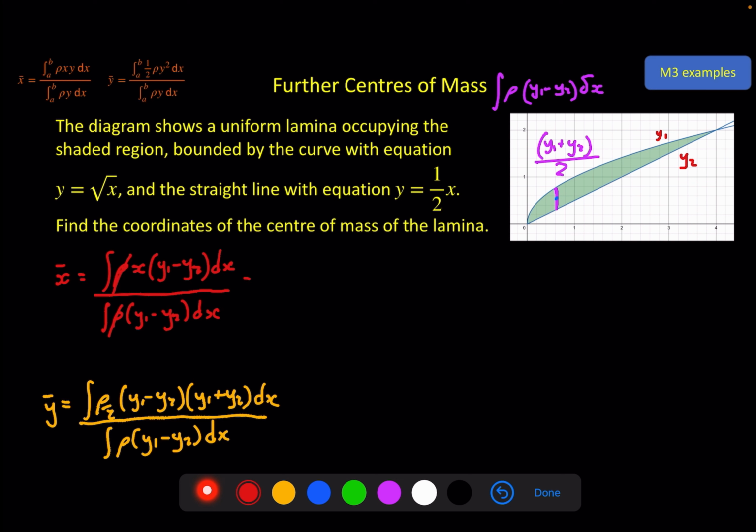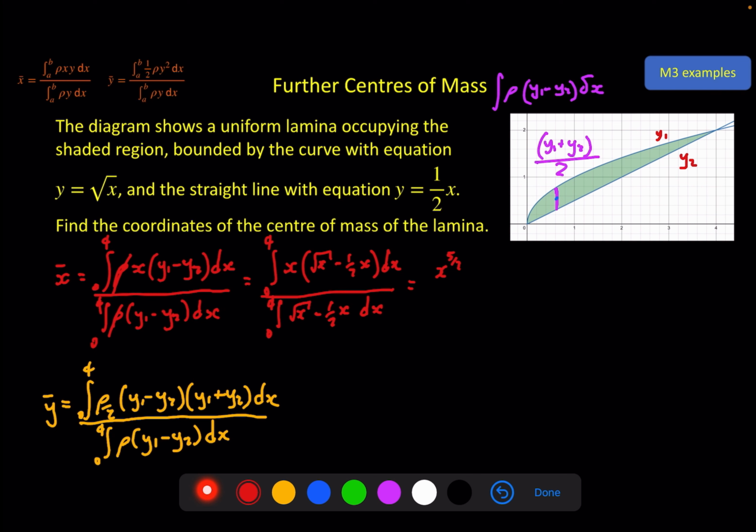Cancelling the rho, that will give us the integral, and we're going from 0 to 4 on all of these. So 0 to 4 of x times (the square root of x minus a half x), and the integral from 0 to 4 of the square root of x minus a half x. I don't have a whole lot of room left, so I'm going to expand the brackets, x to the 3 over 2, and integrate in one go.